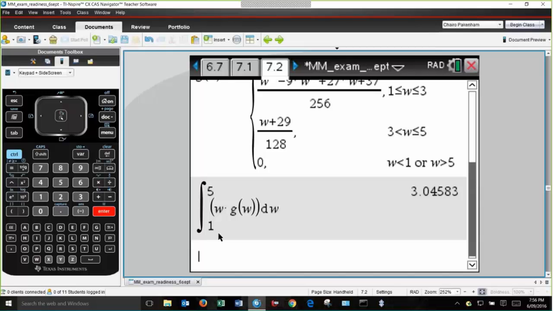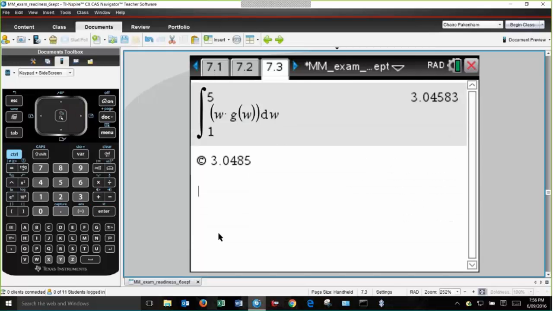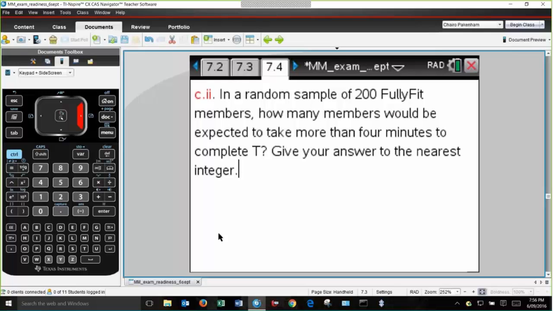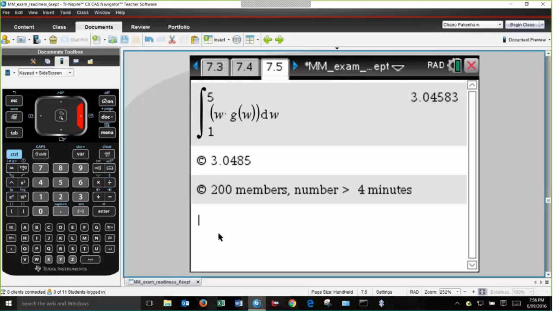Okay, and the next part asks if you had 200 members, how many would you expect to take more than 4 minutes? So once again, we're using the calculation we used previously. We can copy that, just do a bit of editing. So we want more than 4 minutes, so it's from 4 to 5, or actually I could have it 4 to infinity because of the way I defined it.